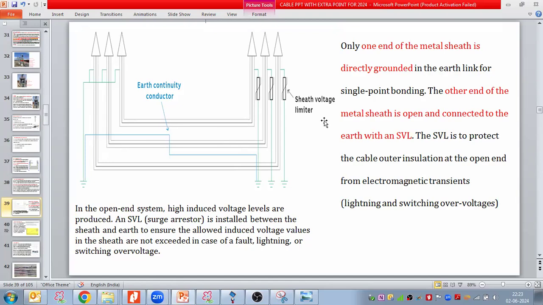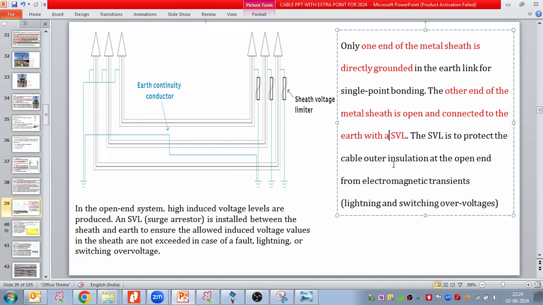So only in a single point bonding system, only one end of the metal sheath is directly grounded in the earth through a link. The other end of the metal sheath is open and connected to the earth with an SVL. The SVL is to protect the cable outer insulation, or sheath insulation, at the open end from electromagnetic transient, lightning and switching overvoltage transient. This is the use of the SVL.